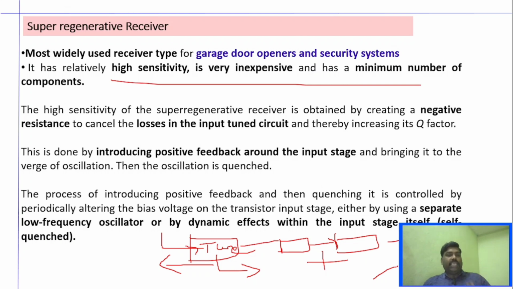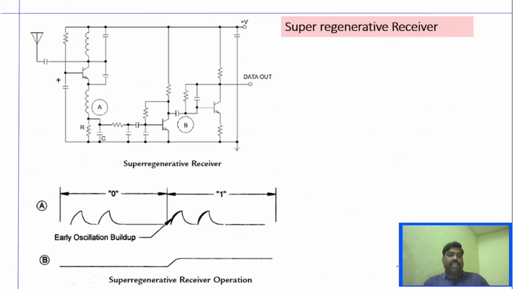I will explain this in the circuit so that you can understand very clearly. Here you can see the super regenerative receiver construction, where you have two transistors. As I said, we'll create a positive feedback at the input stage, right?